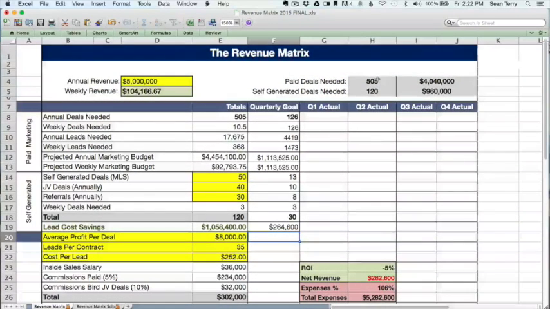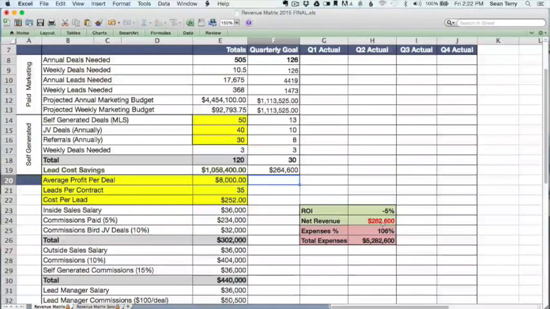Not only are we doing 620 deals a year, not only are we doing 120 from self-gen, not only are we doing all that, but I am losing $282,000 because of these three numbers.